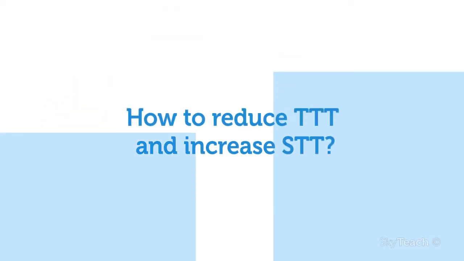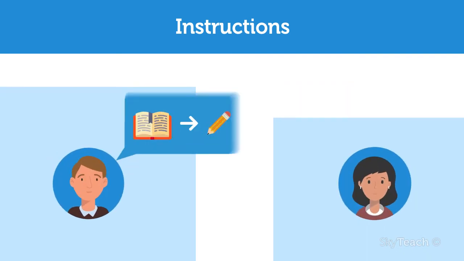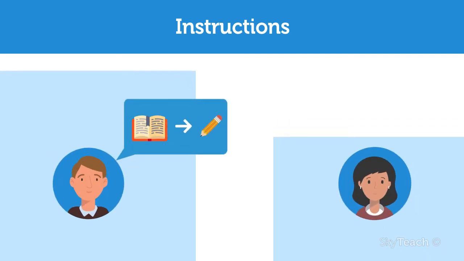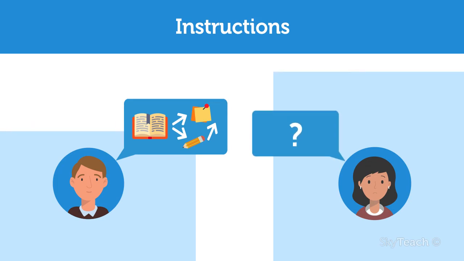So, how can we get closer to this balance? How can we reduce TTT and increase STT? There are a few ways to do it. First of all, TTT can be overused at the expense of lengthy and unclear instructions. Thus, to reduce it, it is a good idea to prepare clear and brief instructions in order to avoid confusing the student. Unclear and lengthy instructions will require that you repeat them all over again, as the student won't be able to understand what to do.